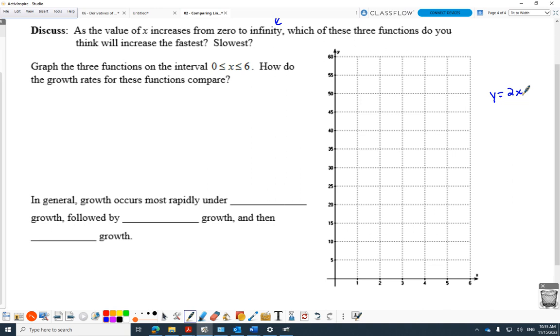If x is 0, what's 2 times 0? If x is 1, what's 2 times 1? 2, right about there. If x is 2, what's 2 times 2? 4. If x is 3, what's 2 times 3? 6. Mr. Todd, I can't keep track of all that. Well, then just build a table of values. You go over here and go x, y equals 2x: 0, 1, 2, 3 gives 0, 2, 4, 6. Yeah, no problem.